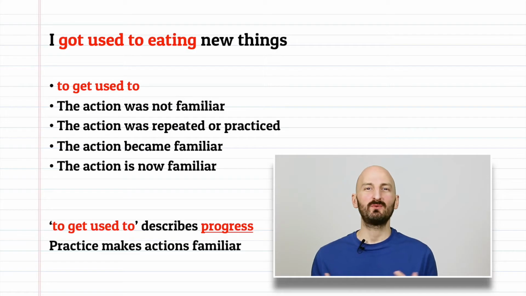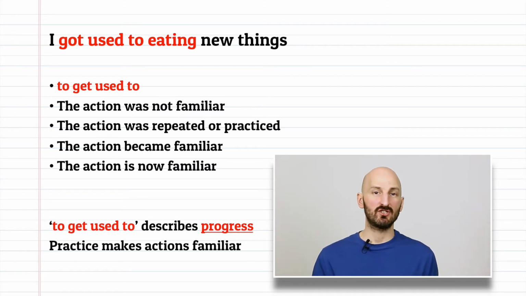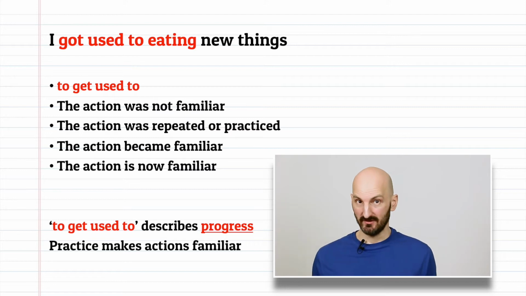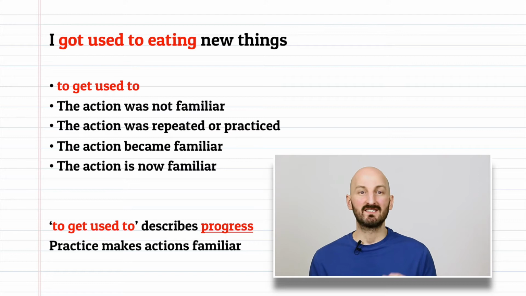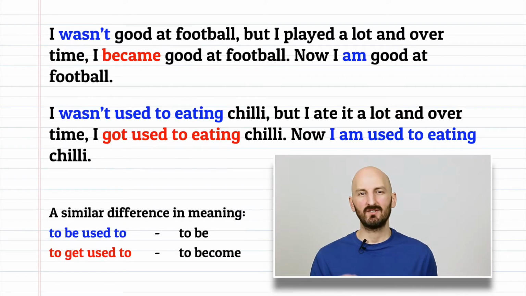So, what about to get used to? I got used to eating new things. This sentence also shows familiarity, but now the emphasis is on the action in progress, not the result. The difference between to be used to and to get used to is exactly the same as the difference between be and become.